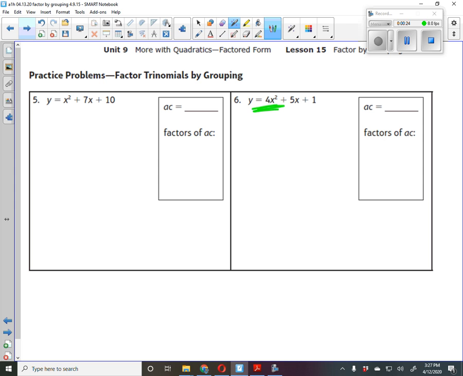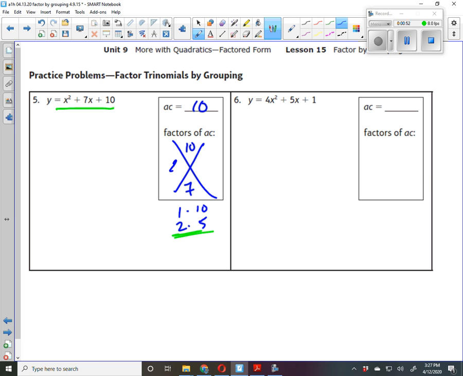So what we did is we took a look at the factors of a times c, which is 10. So it was factors of 10 that added up to 7, the middle number, right? And we know if we list them, 1 times 10, 2 times 5 are all we're going to get. And since these are all positive, all plus, and we know we're adding, it's got to be 2 and 5, or 5 and 2, and it really doesn't matter.